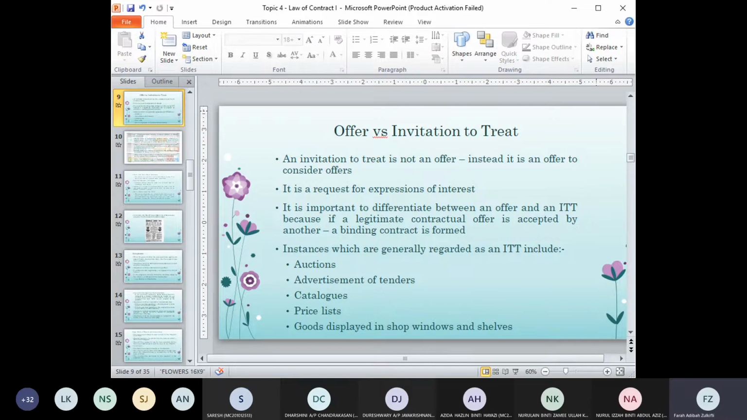Whenever you put out the advertisement of tenders, if for example 5 companies are interested to do renovation works for your company, those 5 companies will give an offer to you, and then you will choose from these 5 companies which company you want to use. So that is also an invitation to trade. Catalog is also an invitation to trade.